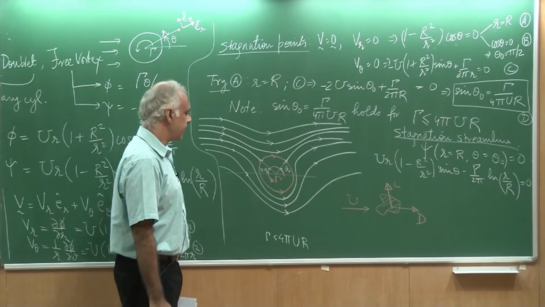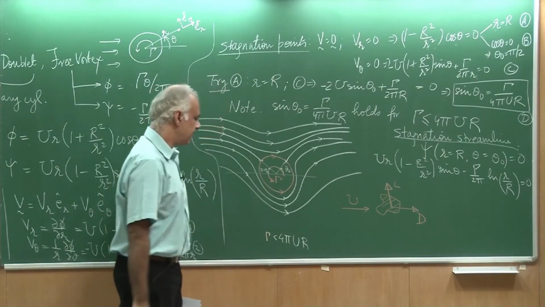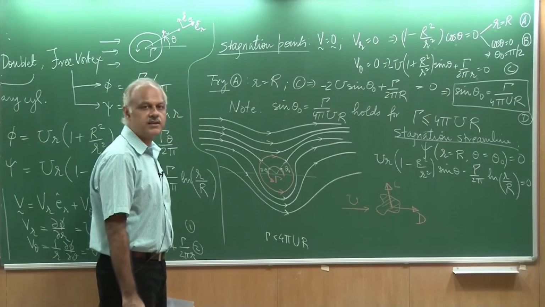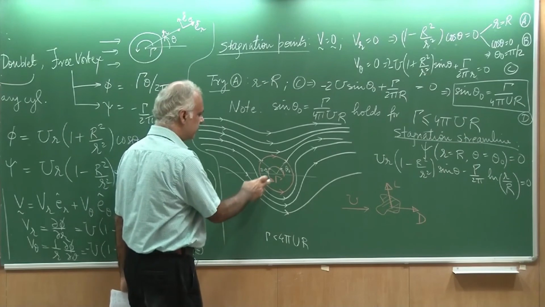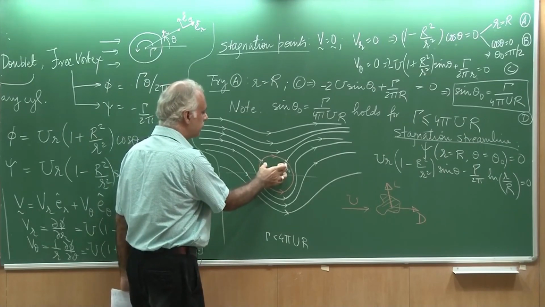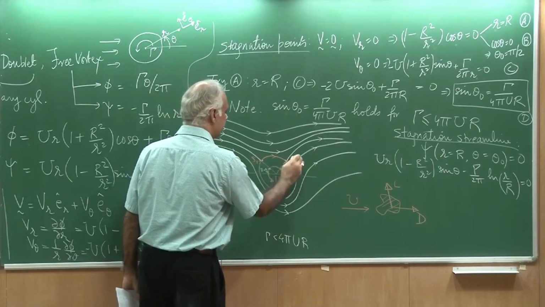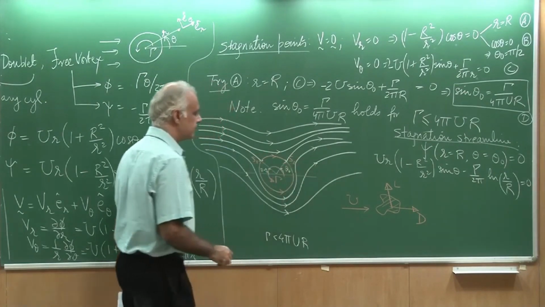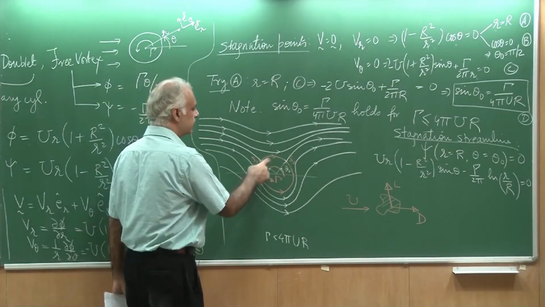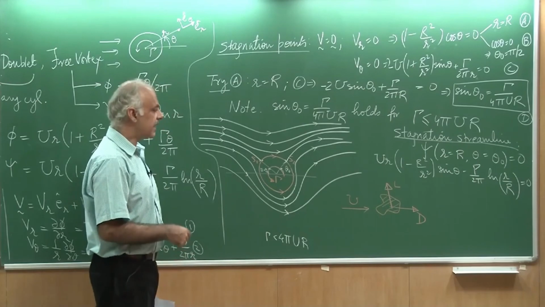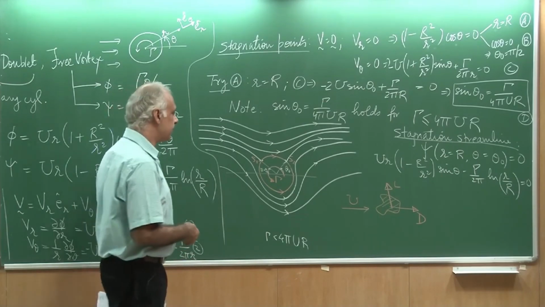All right. So that's as far as my gamma is less than 4 pi u r. As I keep increasing my gamma, a point would come where these two stagnation points, let me call them S1 and S2, move further up and reach the shoulder of the cylinder, and at that point I would get a single stagnation point. Let me draw that picture also for you.